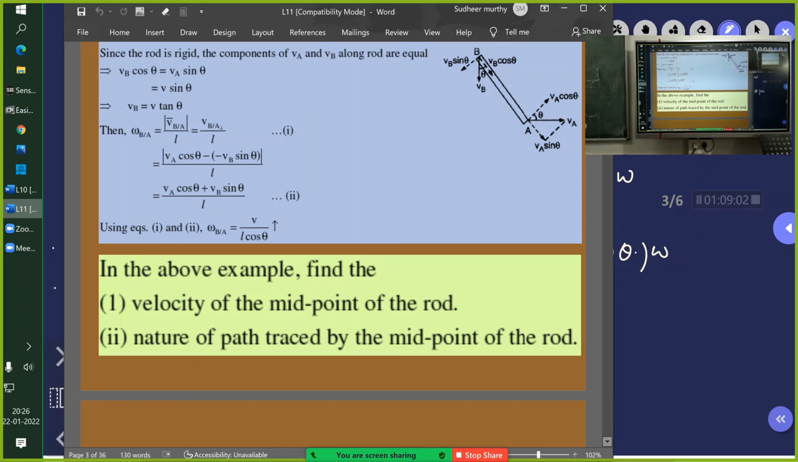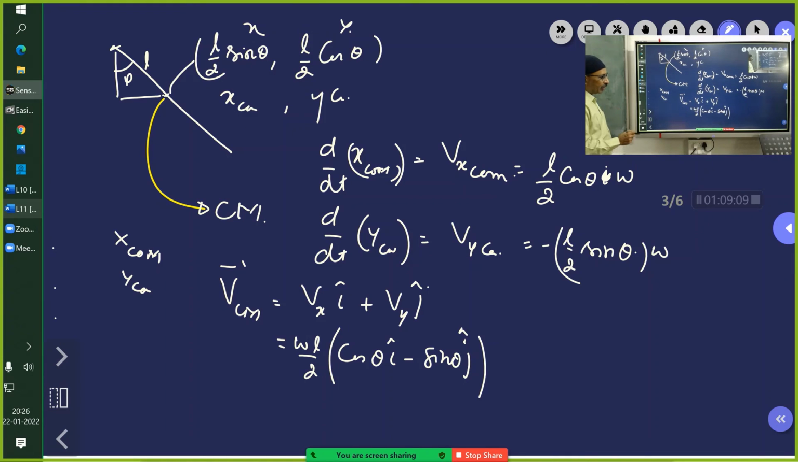Then what else have they asked? Nature of the path traced by it. So how do you work on the nature of the path traced by it? Now see, assume the ladder is like this, completely with the wall. Then the midpoint is somewhere here. And then the ladder is completely flat, the midpoint is here. That means from here to here the midpoint has moved. But we do not know the trajectory of it.